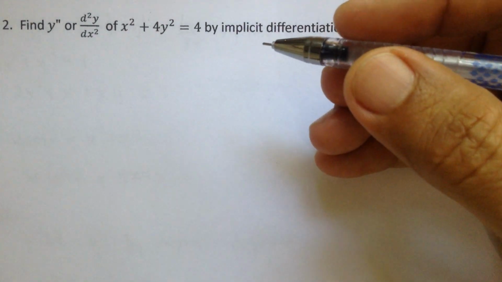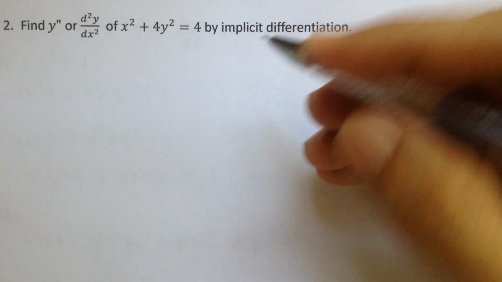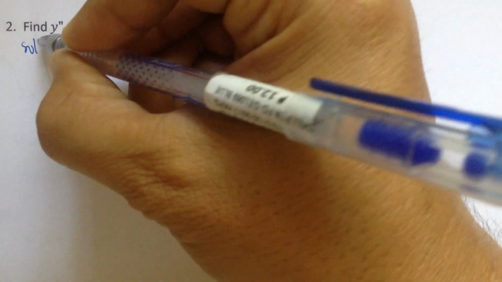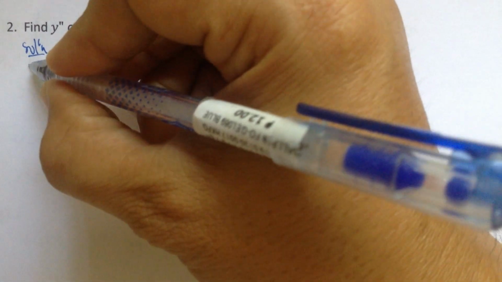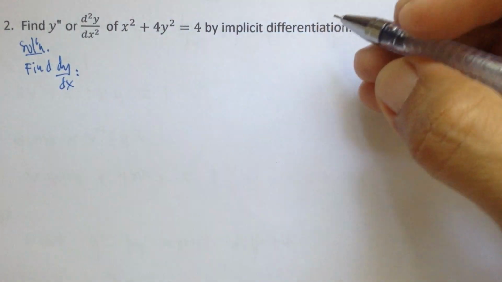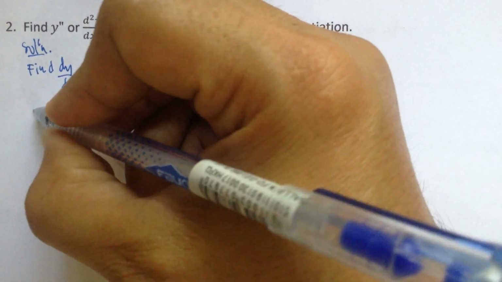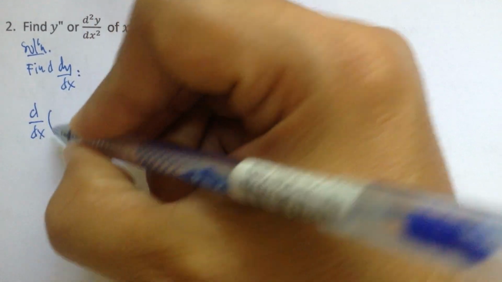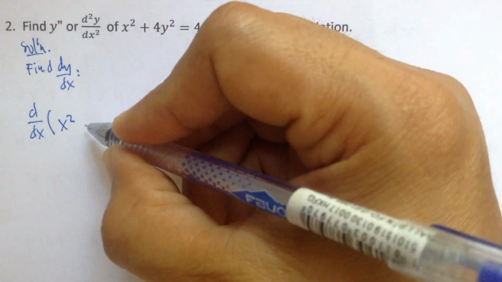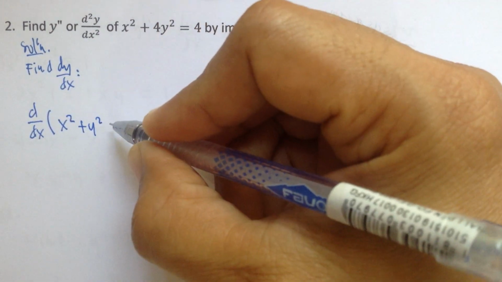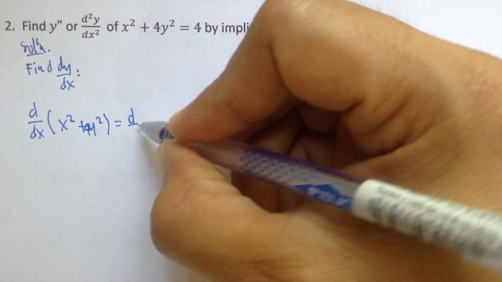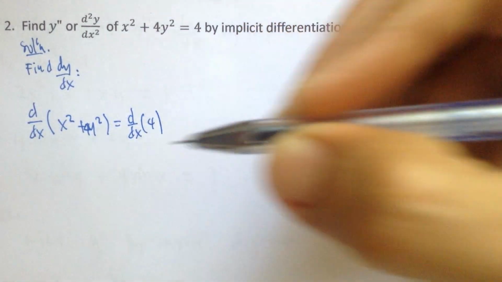How to find y prime prime, or d squared y dx squared, of this equation by implicit differentiation. First, we find dy dx. And how do we find dy dx? Again, we indicate the d/dx on both sides of the equation. x squared plus 4y squared equals d/dx of 4.